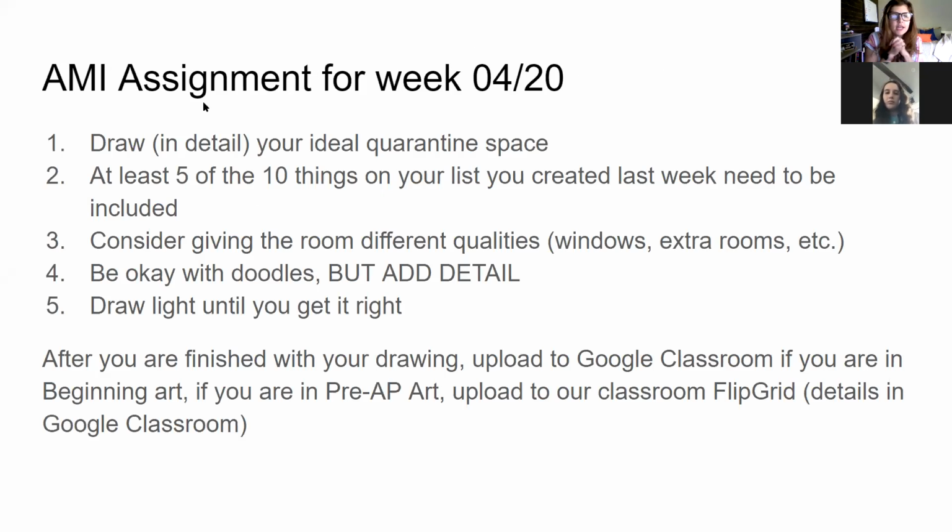So your assignment is just, again, last week we brainstormed our ideal things that we were going to put in our quarantine space. So here are the qualifications for that assignment. Number one is to draw and detail your ideal space. In detail means, even if you aren't doing the most elaborate drawings, like if you draw a couch, what could be on the couch? Could there be potato chips by you? Could there be a cat by you? If you drew a window, could you draw something outside versus just drawing a window opening?